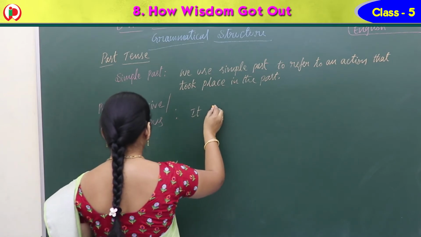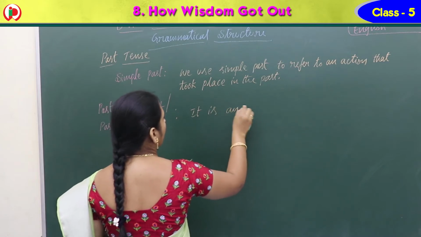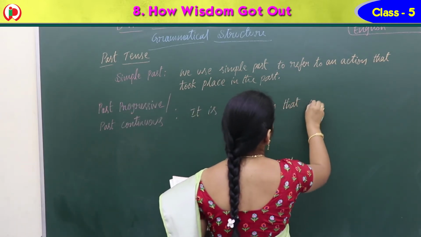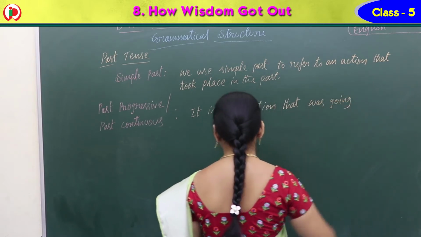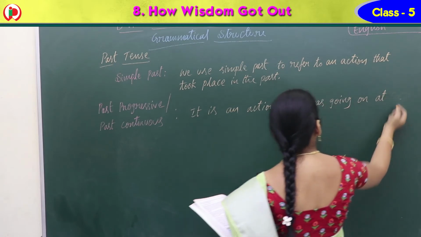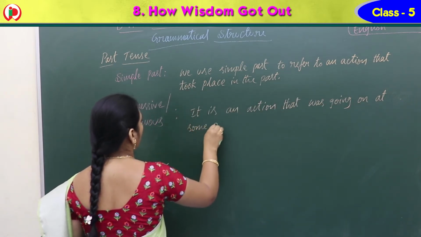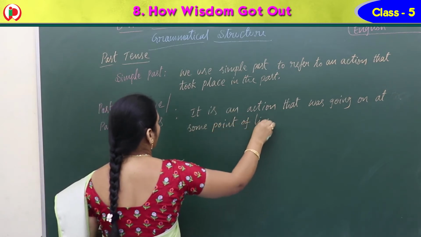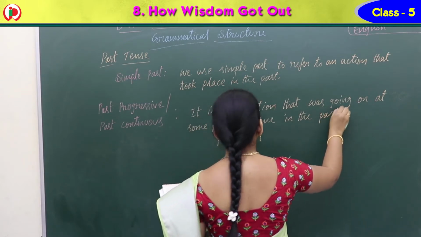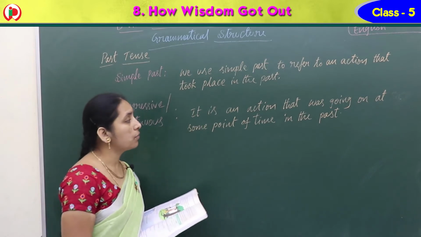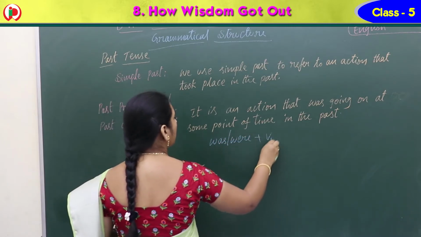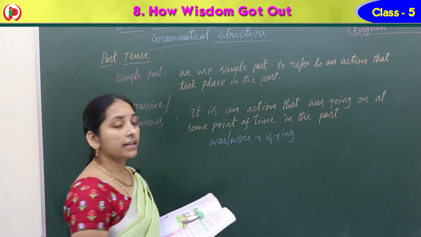So what is this? It is an action that was going on at some point of time in the past. So past progressive or past continuous, how to write it here? For this we should write was or were plus the verb, the ing form of the verb. So for the verb we should add ing.